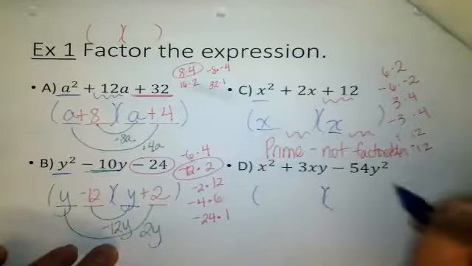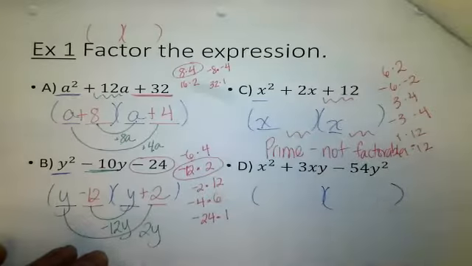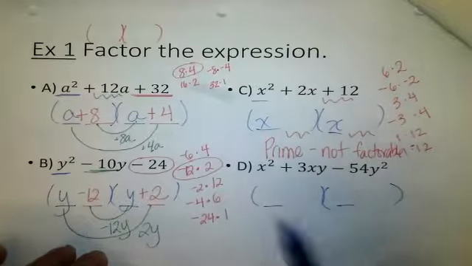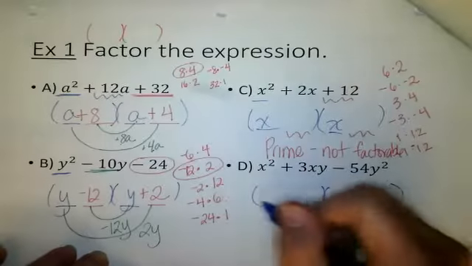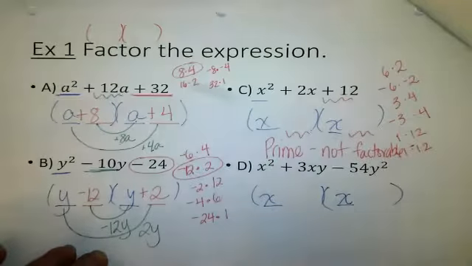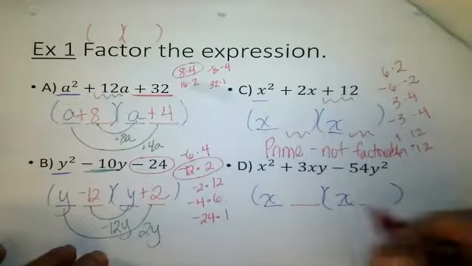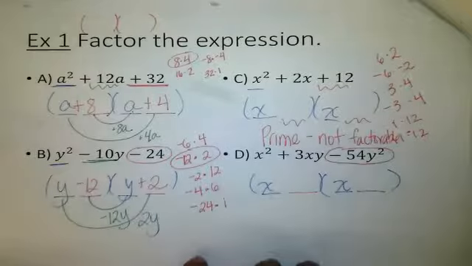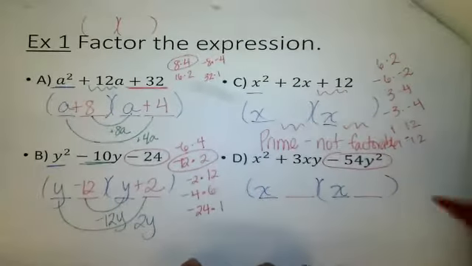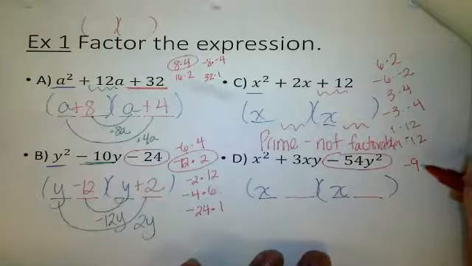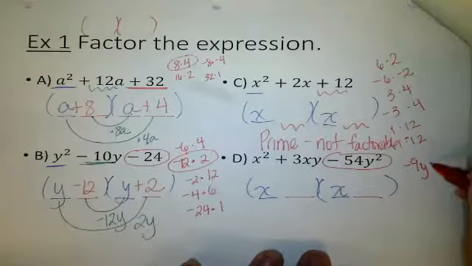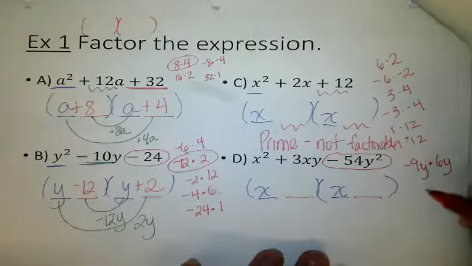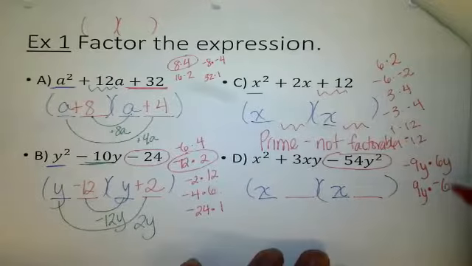Double bubble. This is not the last one. There's 4 more. Sorry. What times what is x squared? X times x is x squared. Then last times last has to be negative 54y squared. What times what is negative 54y squared? Negative 9y times 6y. Or 9y times negative 6y.